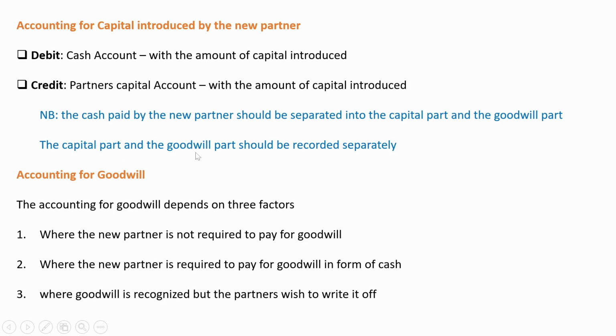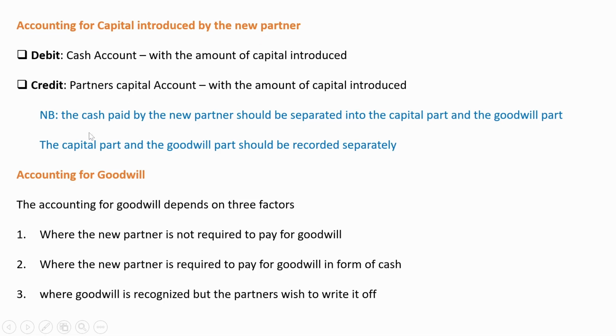The capital part and the goodwill part should be recorded separately. Sometimes you are given the amount that the new partner has brought as one figure. For example, the new partner has brought 100,000, and that 100,000 combines the capital and the goodwill. So do not record the 100,000 in the capital account. Separate the capital part and the goodwill part. It is only the capital part which will be credited in the capital account, the column of the new partner. So that is how we account for capital introduced by the new partner.